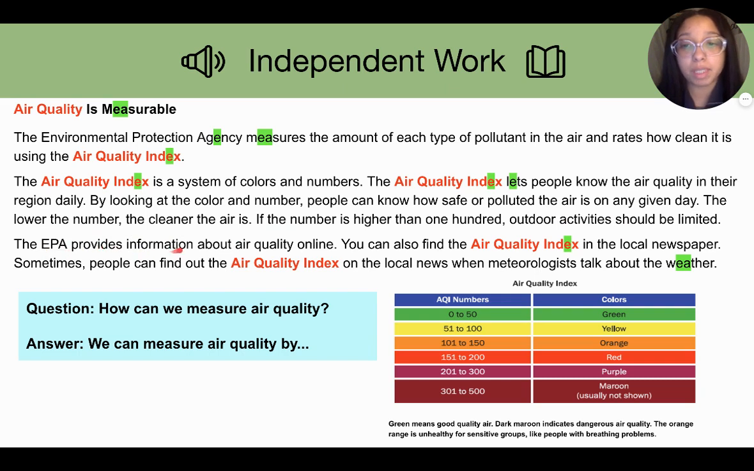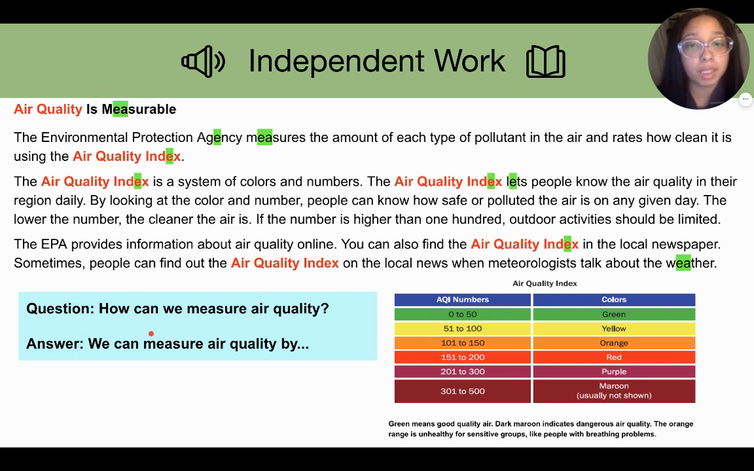The EPA provides information about air quality online. You can also find the Air Quality Index in the local newspaper. Sometimes people can find out the air quality index on the news when meteorologists talk about the weather. Here's the question. How can we measure air quality? Pause the video to read this text to yourself, then press play so that we can answer the question.